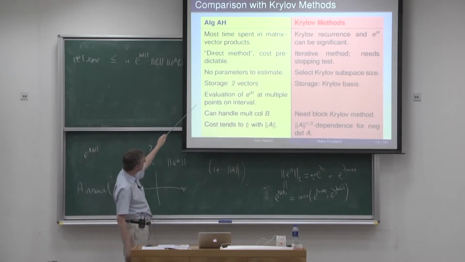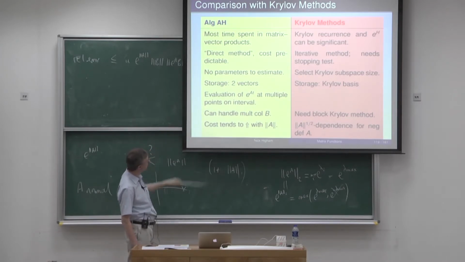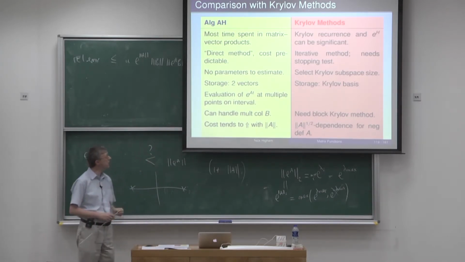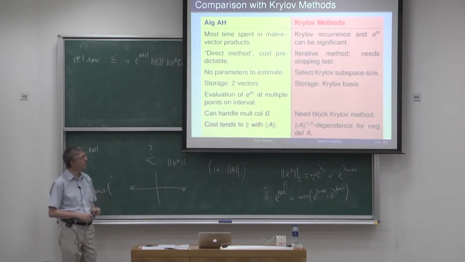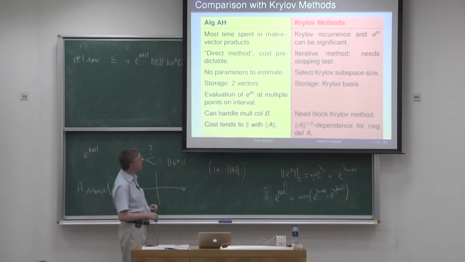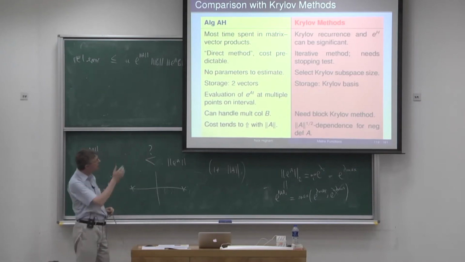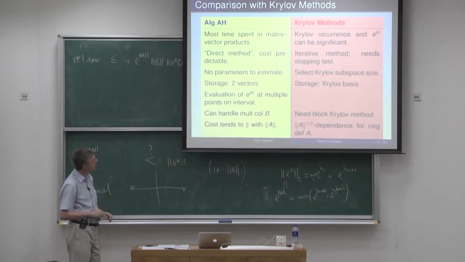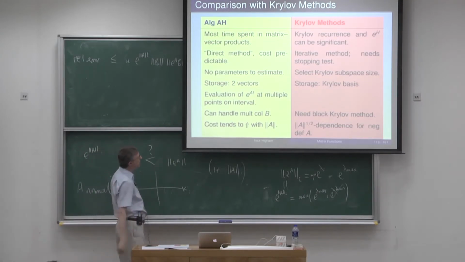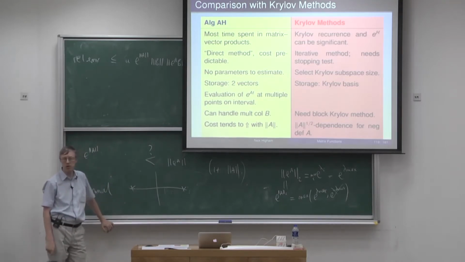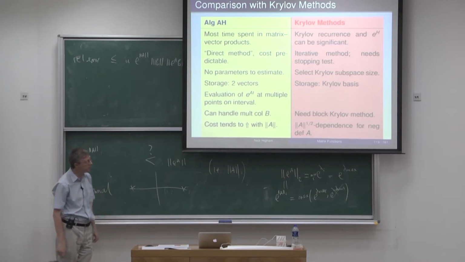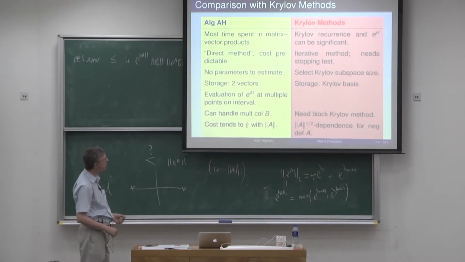And the method automatically will give you these values e to the at at multiple equally spaced points on the interval 0 to t. I think with the Krylov method, once you've got the H, you could compute some of these intermediate values if you want. B can be a matrix with several columns. For a Krylov method, you would need a block version of Krylov to do several columns. So I suspect that the block Krylov methods are not quite as well developed as the basic Krylov methods.